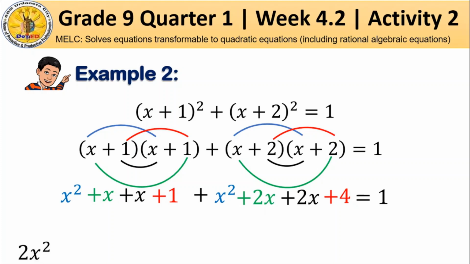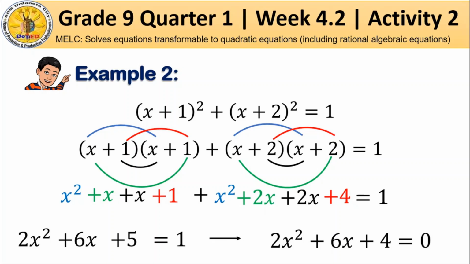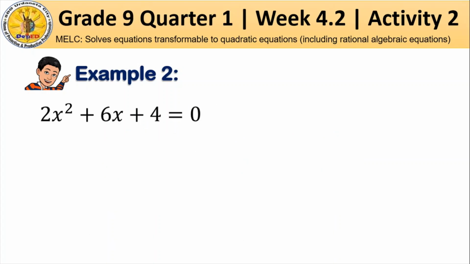Combining like terms, we have 2x squared plus 6x plus 5 is equal to 1. Transforming this equation in standard form, we have 2x squared plus 6x plus 4 is equal to 0. This equation can be reduced to x squared plus 3x plus 2 is equal to 0 by dividing the whole equation by 2.